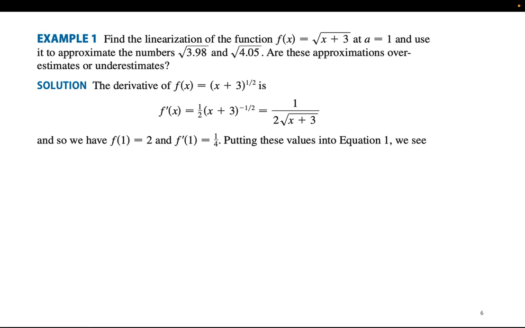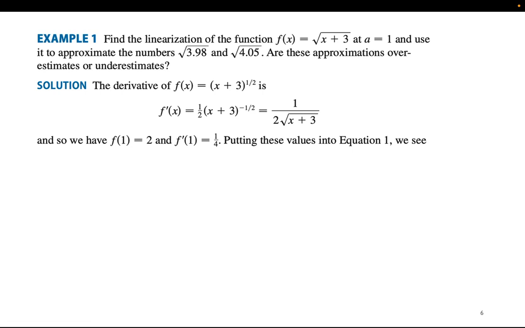The first thing is we have to find the tangent line to this function at this point a is 1. By the way, when you plug in a is 1, you get root of 4, which is 2. So when a is 1, this part right here is 4, and notice that this is why we can use it to approximate root of 3.98 and root of 4.05, because 3.98 and 4.05 are very close to 4. Again, approximation only works when you're close to the point.